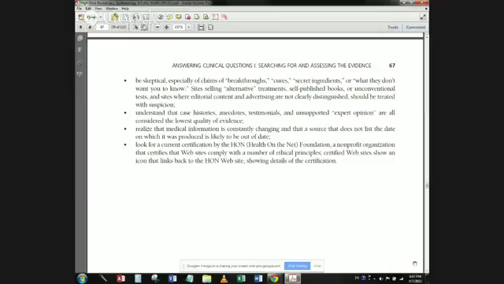Understand that case histories, anecdotes, testimonials, and unsupported expert opinion are all considered the lowest quality of evidence. Realize that medical information is constantly changing and that a source that does not list the date on which it was produced is likely to be out of date. Look for a current certification by the Health on the Net Foundation, a nonprofit organization that certifies that websites comply with a number of ethical principles. Certified websites show an icon that links back to the Health on the Net website, showing details of the certification.